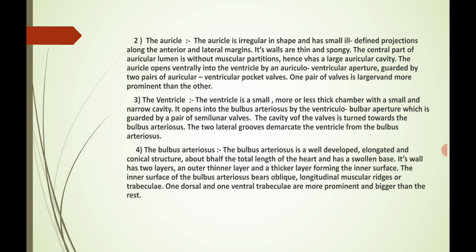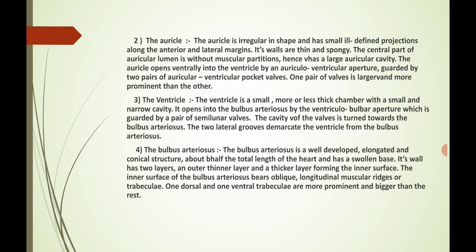Now the next and last part is the bulbus arteriosus. The bulbus arteriosus is a well developed, elongated and conical structure, about half the total length of the heart, and has a swollen base. Its wall has two layers, an outer thinner layer and a thicker layer forming the inner surface. The inner surface of the bulbus arteriosus bears oblique longitudinal muscular ridges or trabeculae, of which one dorsal and one ventral trabecula are more prominent and bigger than the rest.